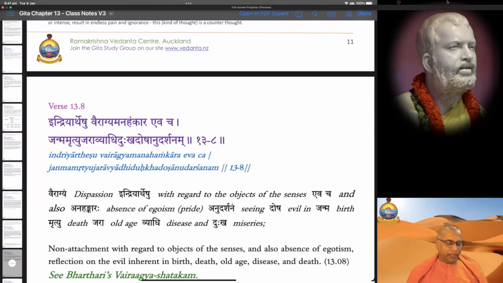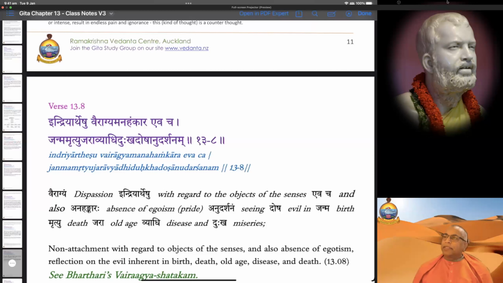Indriyartheshu vairagyam anahankara eva cha janma mrityu jara vyadhi. So here comes discrimination. Dukha dosha anudarshanam. What to do? Reflect on the defect, the evil, the dosha. When you see somebody's doshas, we see the faults. Something is wrong with that, and you don't want something that is faulty. So here is this body. It is a very faulty mechanism, so to say. It's not the highest state of being, because it is subject to janma and mrityu, birth and death.